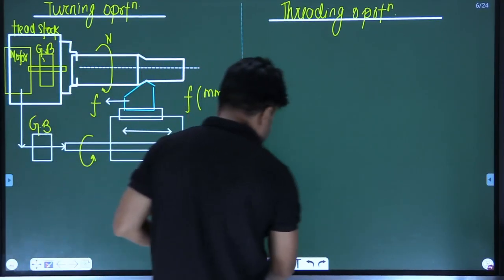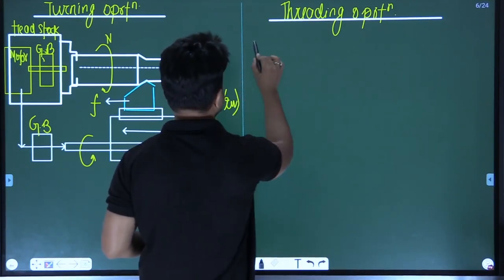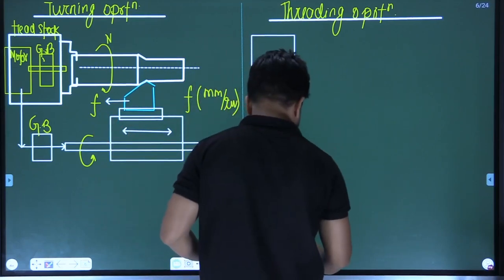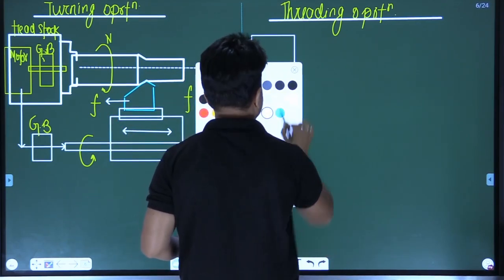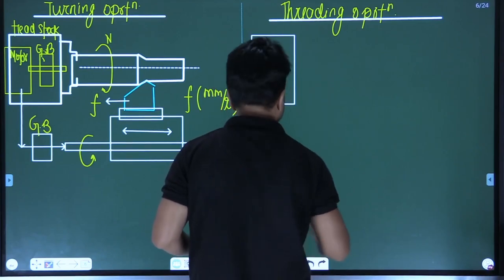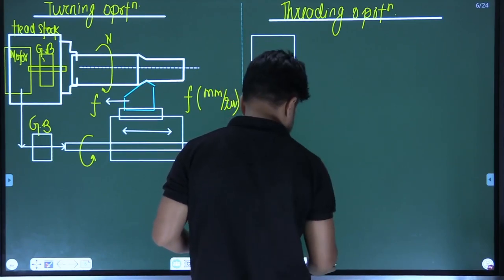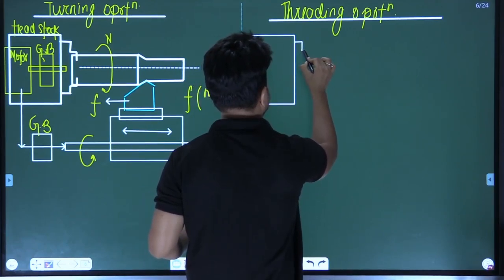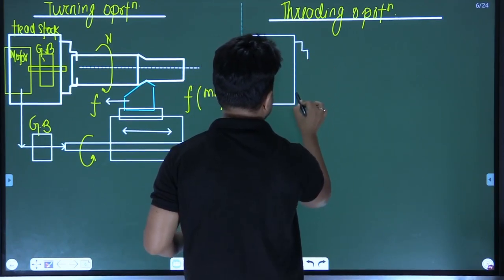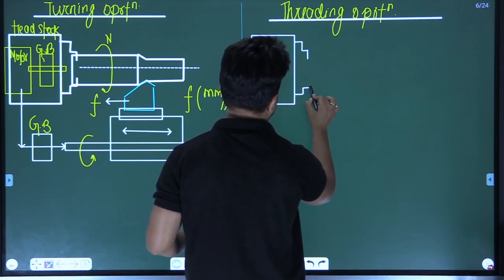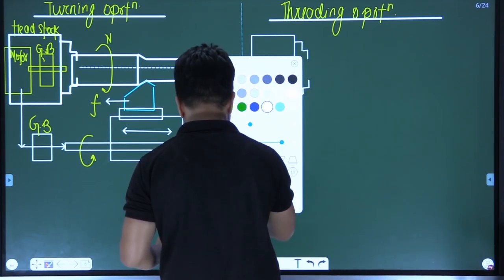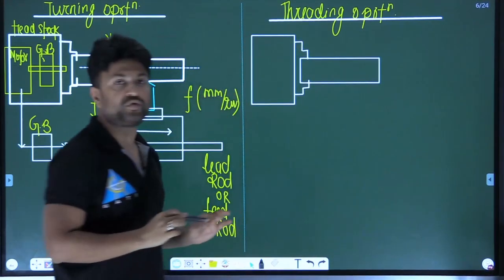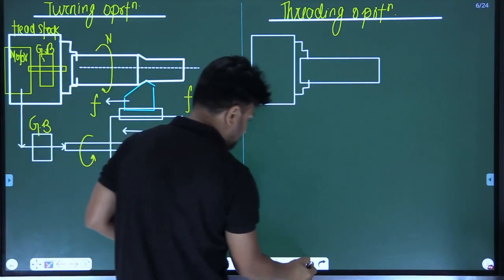But when threading comes in the picture, again, let's say this is a headstock. Again there is a headstock, and again let me draw the chuck. That is a work holding device. I'm trying my best so that you will get a proper figure. This is a chuck, that is a work holding device. Now this is a workpiece where I want to make a thread.